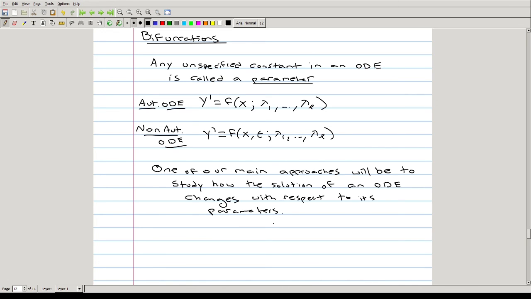And in general, this can be pretty severe. We'll see that what is a stable or asymptotically stable critical point for one value of a parameter could switch at a given point to an unstable critical point, or you could get the appearance of a new critical point. Many possible things could happen. So we'll investigate this through a number of different examples.